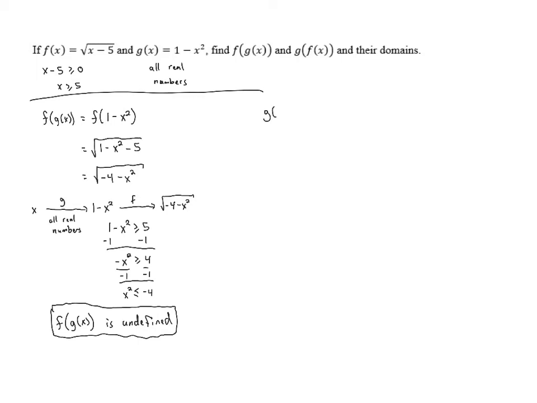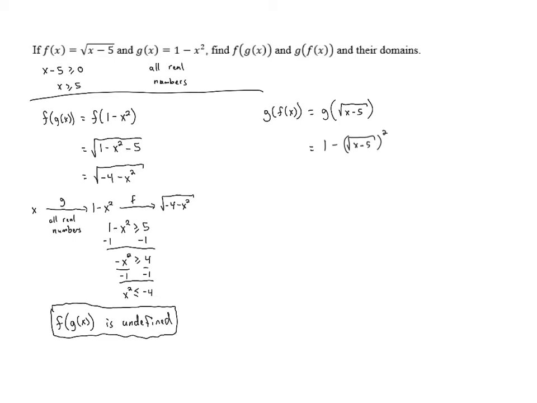Now let's look at the other composition and see if this works. G of f of x. In this case, we have to evaluate g at f of x. And here f of x is the square root of x minus 5. Now, because we're evaluating g at the square root of x minus 5, we have to look at g of x, and wherever we have an x, we have to replace that with the square root of x minus 5. So this is going to be 1 minus the square root of x minus 5 squared.